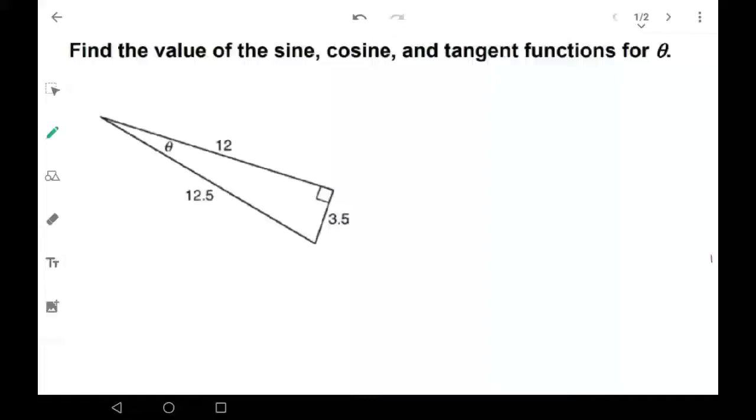Right angle trigonometry. Let's suppose we have to find the value of the sine, cosine, and tangent functions for theta. And we have this right triangle, right? The sides of this right triangle equal 12.5, 12, and 3.5. And the angle theta is here, right? There is the angle theta.